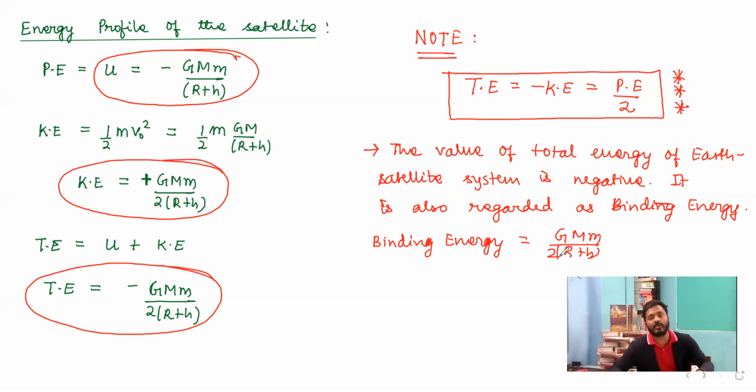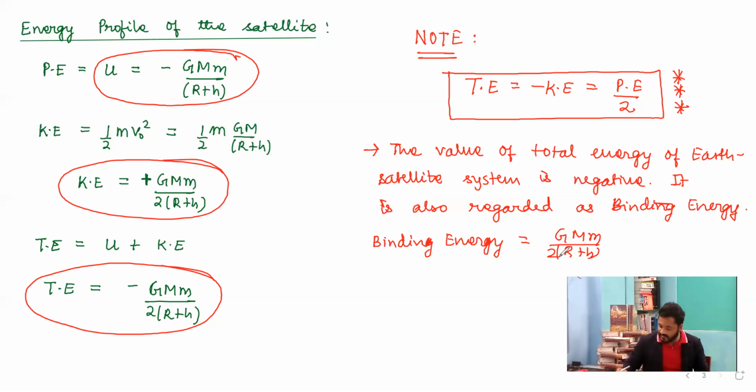The negative value is symbolizing that the satellite is bound to be near the surface of the Earth. If somehow by an external agent or any other source, this energy is available to the satellite, then the satellite will escape to infinity. That is, it will go beyond the gravitational field of the Earth. So it will leave the Earth's influence and escape to infinity if this energy is provided to it, and it is referred to as the binding energy value.